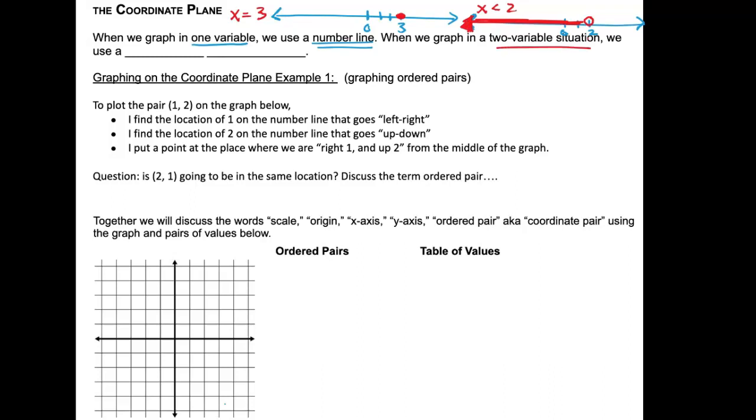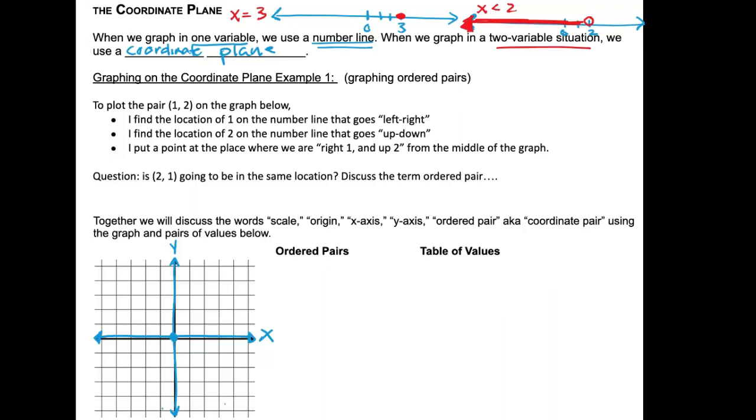So if you're graphing in a 2 variable situation, then that's different. You're going to use what's called the coordinate plane. And an example of a coordinate plane is down here below. So I've got a vertical axis called the y-axis. I've got a horizontal axis called the x-axis. So here we have 2 dimensions instead of 1 dimension like a number line. The very center, we call it point 0, 0, or the origin.